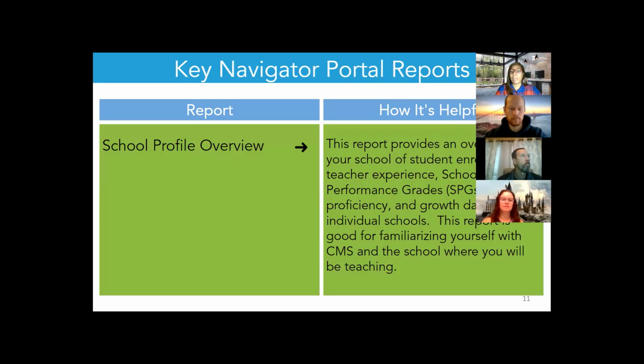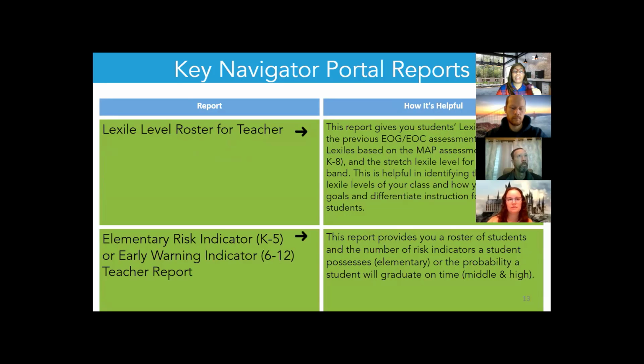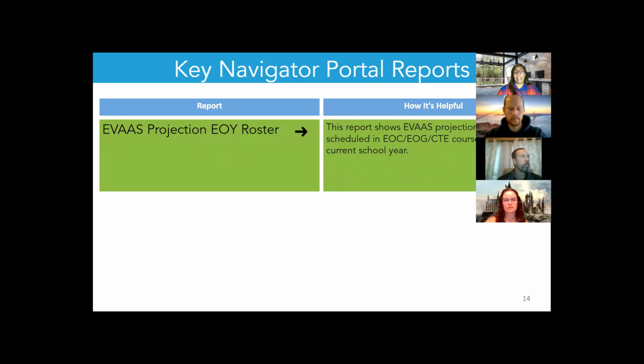So we're going to look quickly at the school profile. It's just a really broad overview of your school. And then we're going to go into your teacher homepage, which is the student course enrollment overview. We're going to look at a student profile. There is a Lexile level roster. And then there are elementary risk indicators as well as early warning indicators. So we're going to go through these different reports. And lastly, our EVAAS projections. So we have quite a bit to get through.